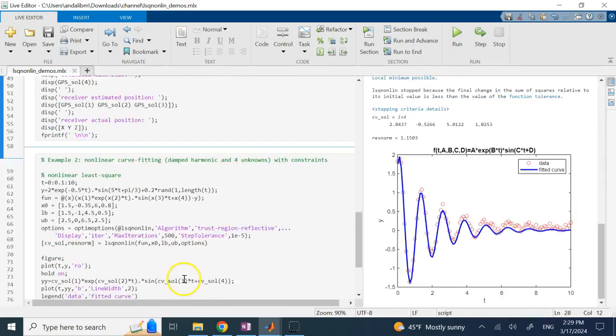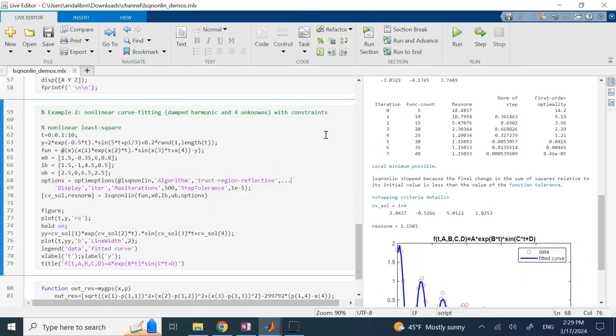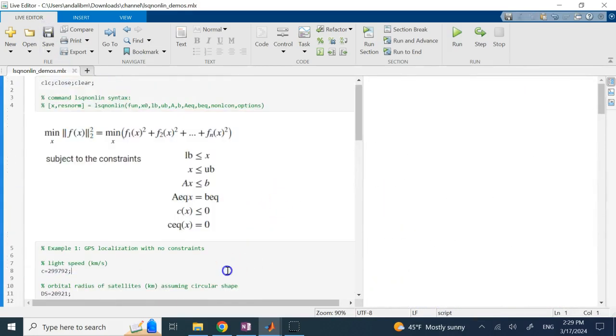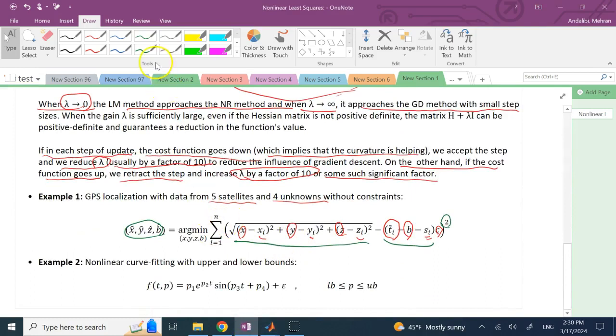If in this function here I add some extra noise, the calculations will not be perfect up to so many decimals, but they're still going to be very accurate. And that I show you in the second example of nonlinear curve fitting. Okay, I add some noise so you can see the effect of that. But this is the first part. This is the first example, which is GPS. And the second example I have here is nonlinear curve fitting.